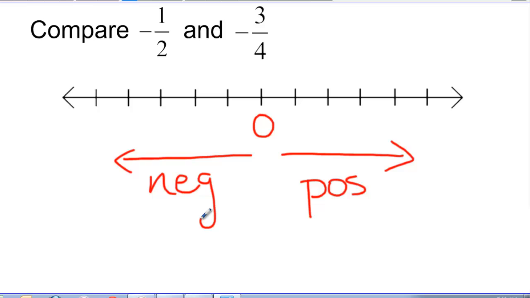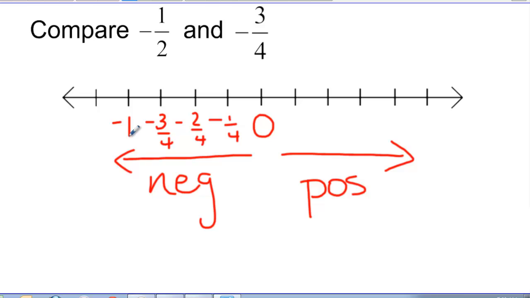So let's go ahead and think about my number line right here. If I was counting by fourths on my number line, the first 1/4 I would come to would be -1/4, moving to the left of 0. And then I would have -2/4. And then I would have -3/4. And then I would have -4/4, which is the same as -1. So I could keep counting along in that direction, counting by fourths if I wanted to.